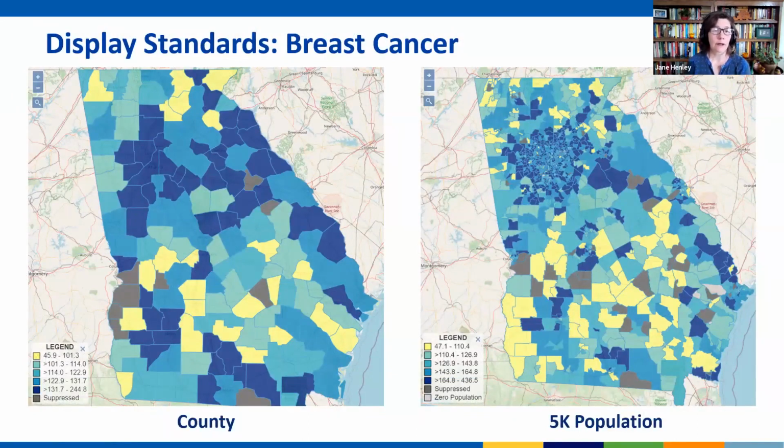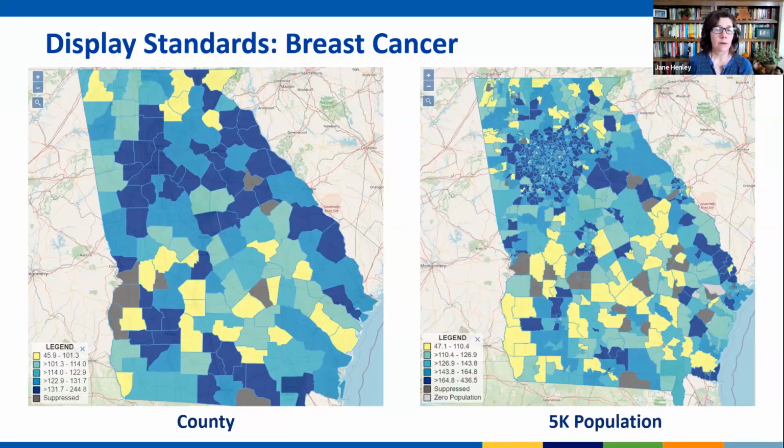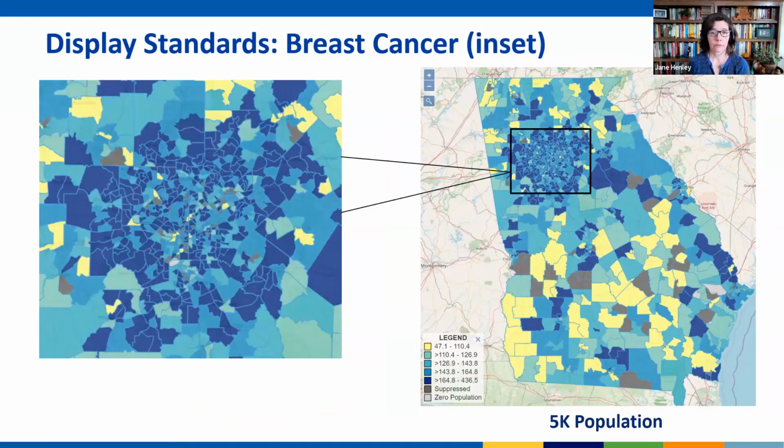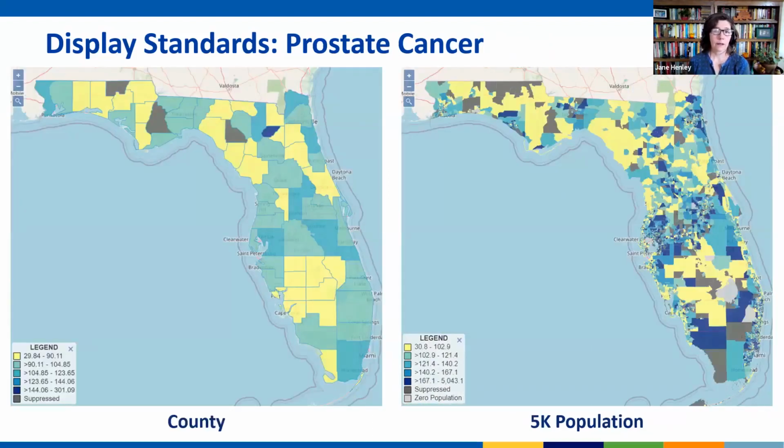And these data are available on the Data Explorer for the tracking network. And this is a map of Georgia showing the finer spatial resolution data. The county information is to the left, and a 5K population is to the right. And the cluster around Atlanta, you can see that there's a lot more finer spatial resolution for the metro area. Next slide, please. And this is the same map with an inset to show detail at the 5K level. Next slide, please.